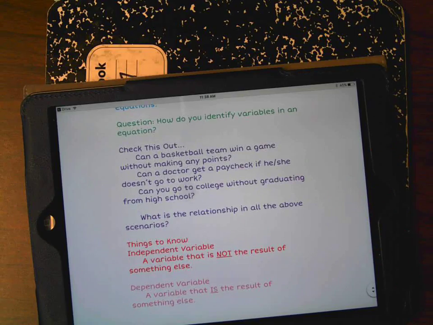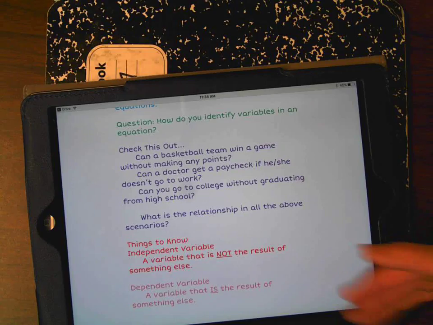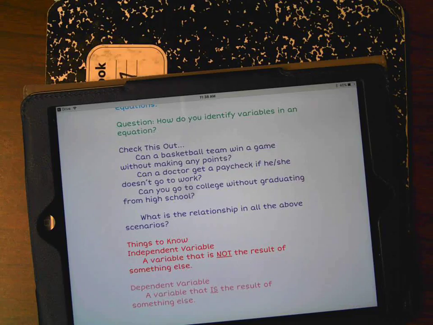Dependent, however, do rely on something else to happen. The dependent variable is the variable that is the result of something else. So a win in a basketball game cannot happen without scoring points. So if you don't score points, you won't win the game. Okay? If you don't go to work, you won't get a paycheck. If you don't eat your dinner, then you won't grow. Okay? So there's a lot of dependent variables that totally cannot exist unless something else happens.